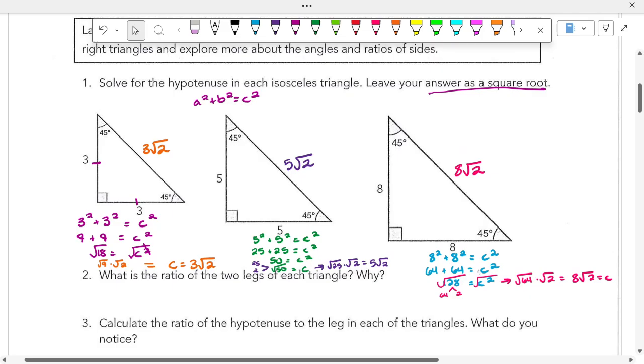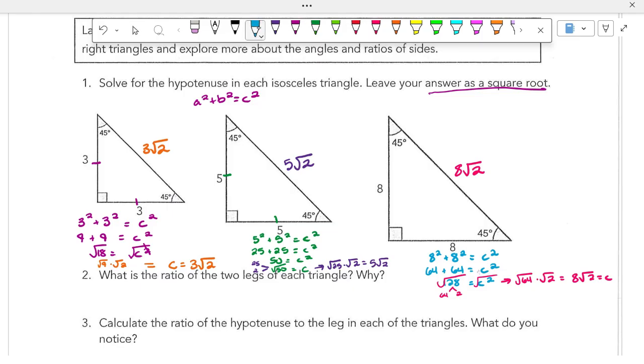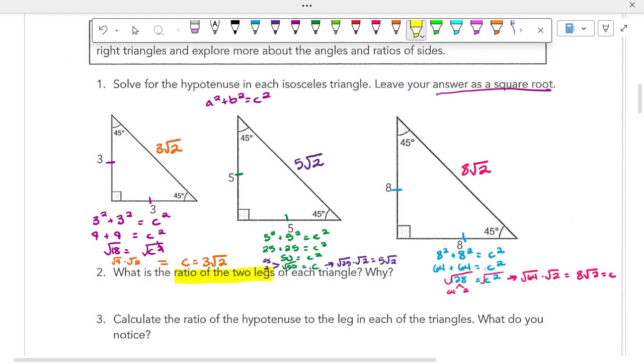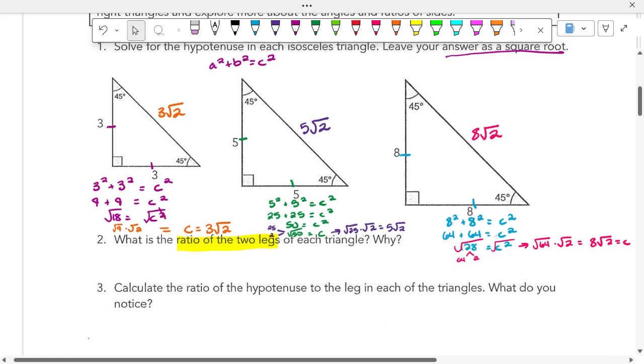So these are all the same. So these two sides were congruent, and these two sides were congruent. Now, the next thing we're going to do is calculate the ratio of the two legs. So, the two legs. Who remembers what the legs of a right triangle are? It's basically the sides that are not the what? The hypotenuse. So the two legs are going to be the two sides that we use in the Pythagorean theorem to calculate the hypotenuse.